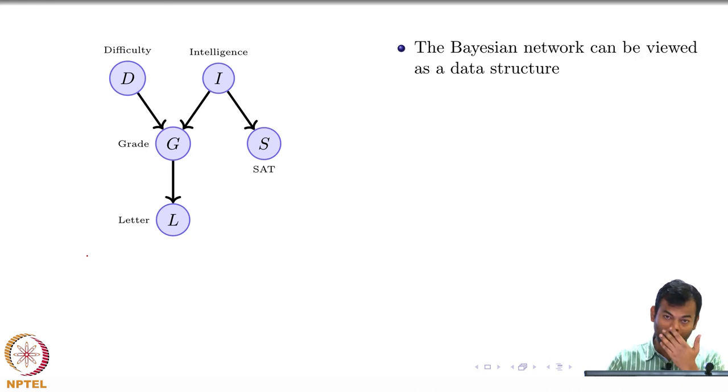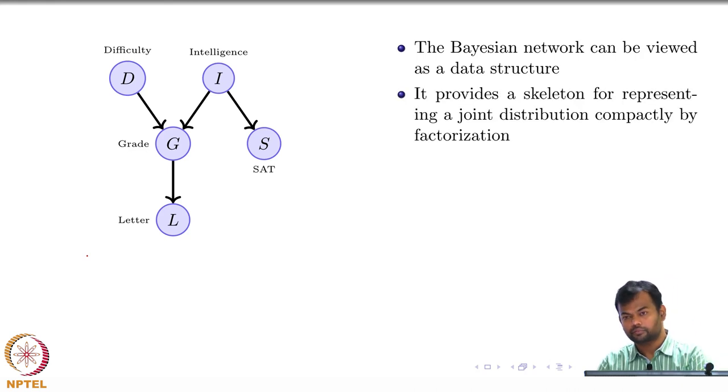Now the Bayesian network can also be viewed as a data structure. It actually provides a skeleton for representing a joint distribution compactly by factorization. What do I mean by that actually? How can you use this as a data structure? What are you going to store in the graph? For every node, what do you think you should need to store? The graph gives you a factorization, right? So for every node, can you tell me what will you store along with that node? Definitely not the joint probability distribution, okay? Then what are the other two options?